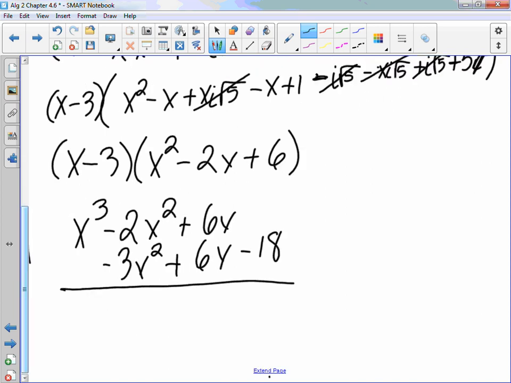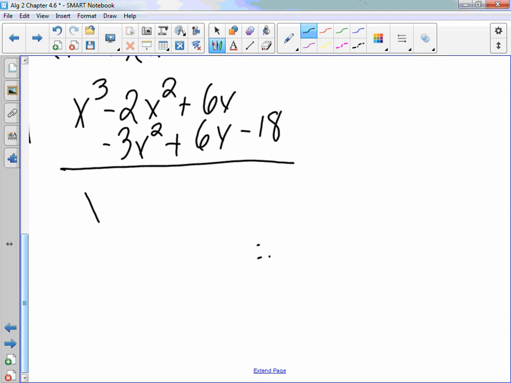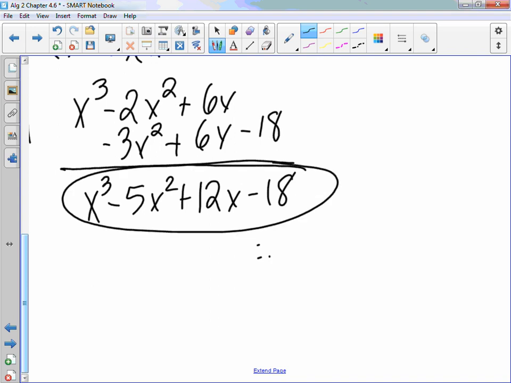And when we combine these like terms, if I can expand the page, we get x cubed minus 5x squared plus 12x minus 18. And that would be it here.